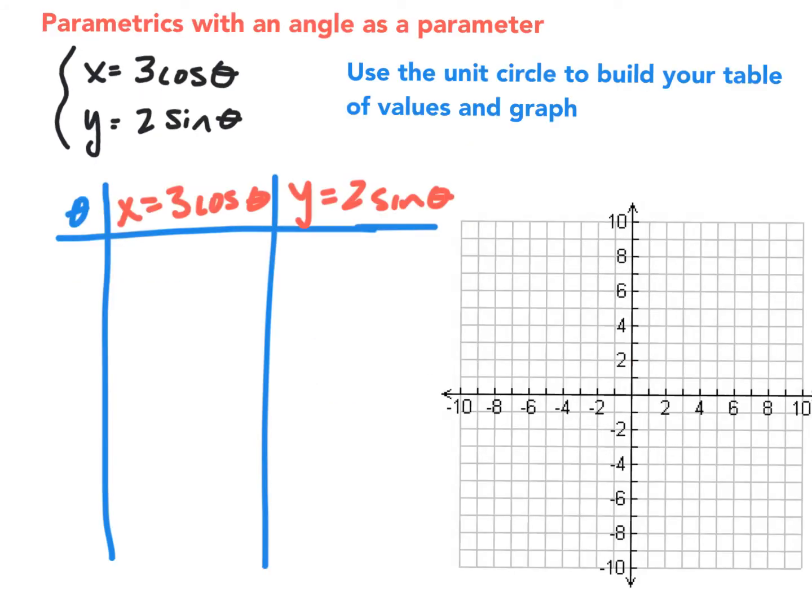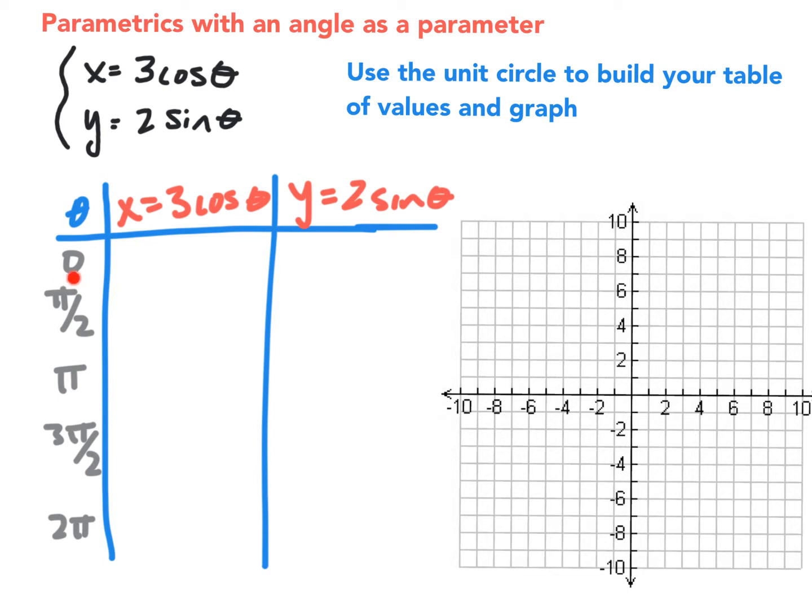So now let's look at parametrics with an angle as a parameter. So we're dealing with cosine and sine. We're going to do this the exact same way, but we're going to use the unit circle to build our table of values and graph. To make this a little bit easier on ourselves too, we'll just use really nice values from the unit circle. We'll just use the axes. So we're just going to use 0, pi over 2, pi, 3 pi over 2, and 2 pi.